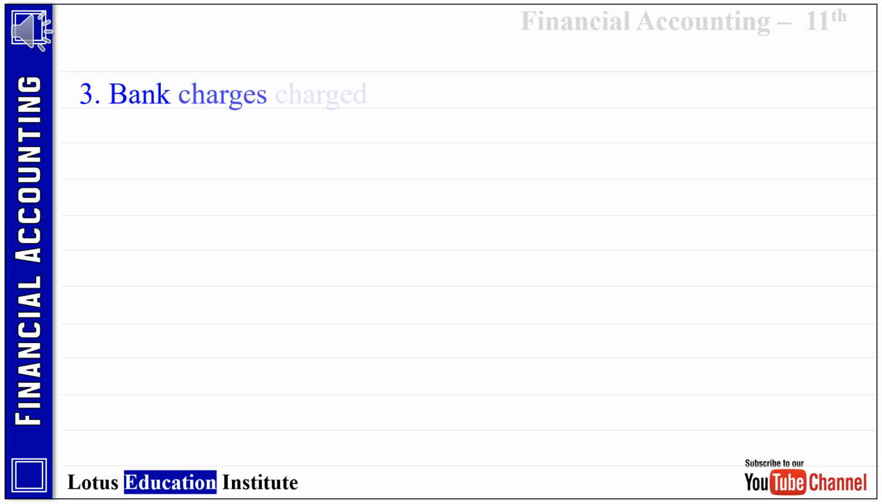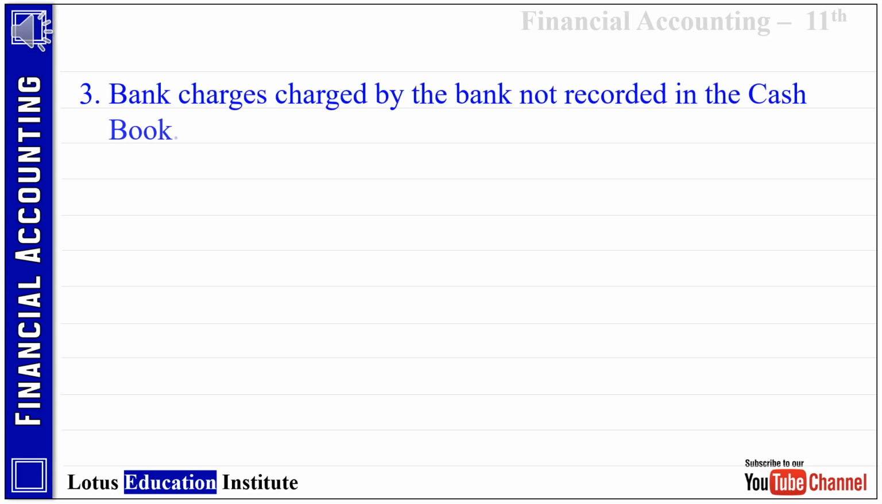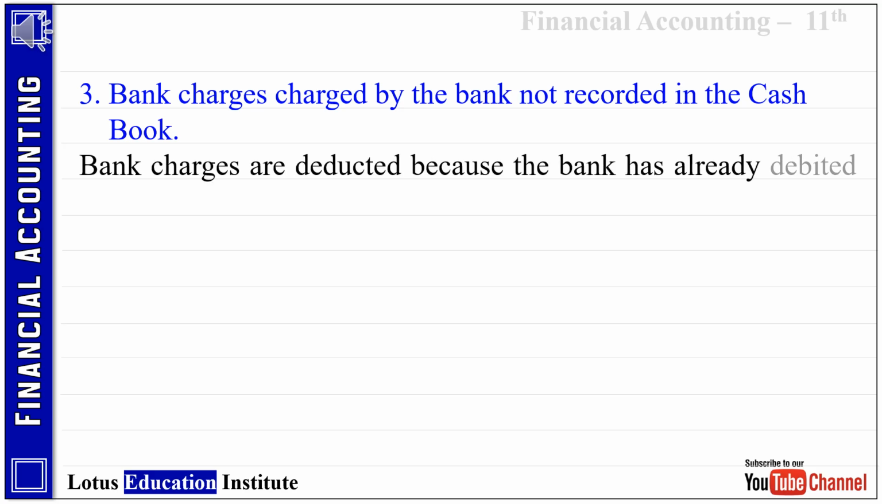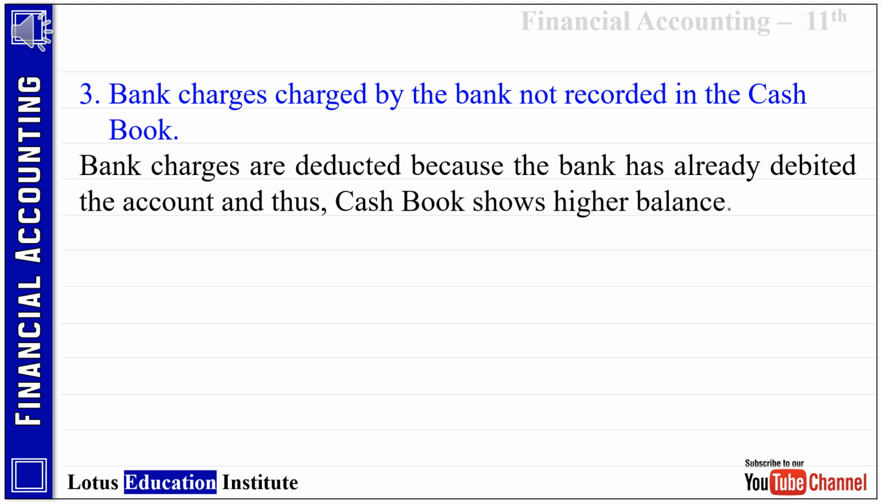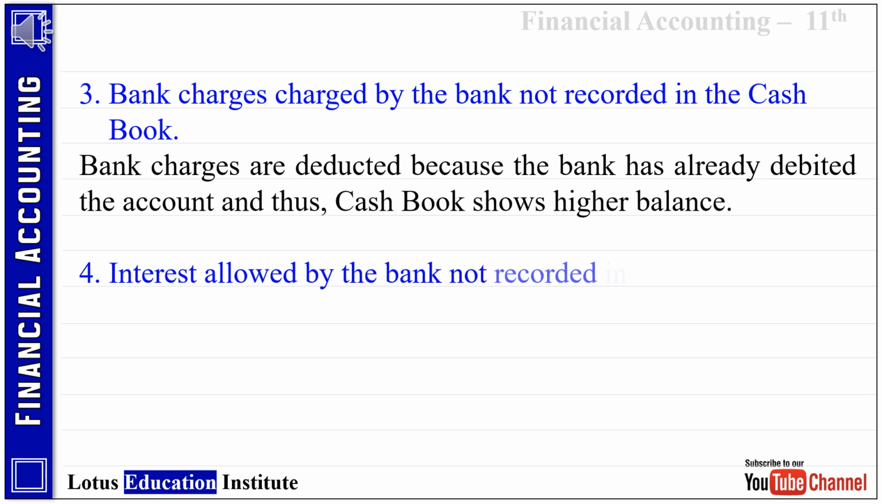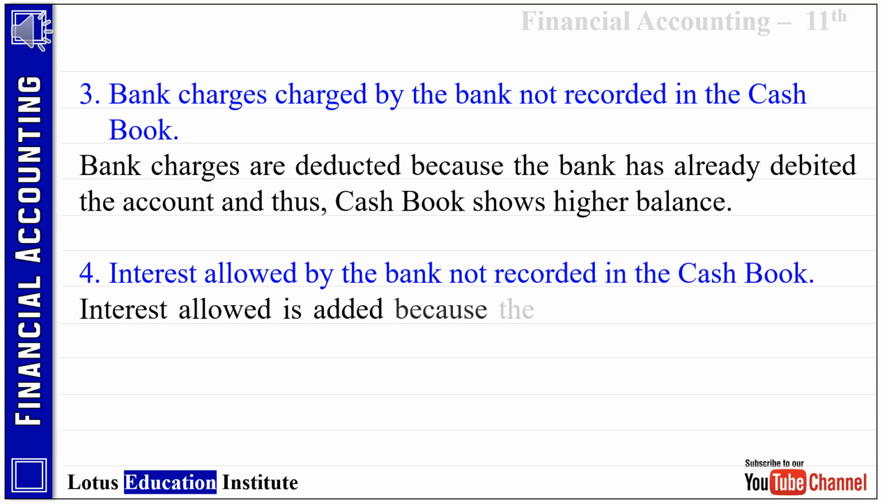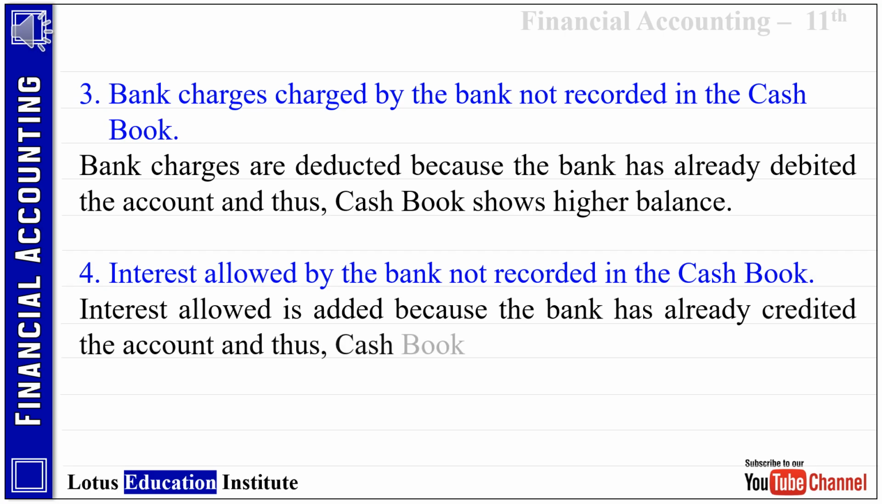3. Bank charges charged by the bank not recorded in the cash book. Bank charges are deducted because the bank has already debited the account and thus cash book shows a higher balance. 4. Interest allowed by the bank not recorded in the cash book. Interest allowed is added because the bank has already credited the account and thus cash book shows a lower balance.